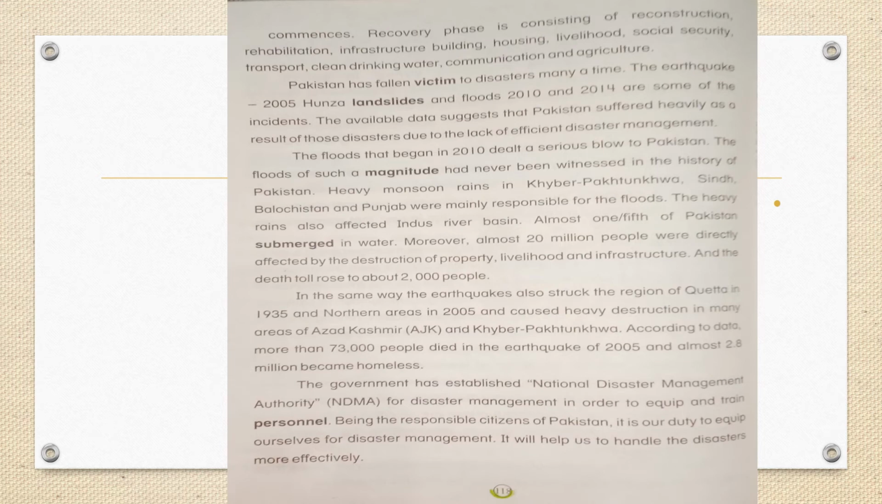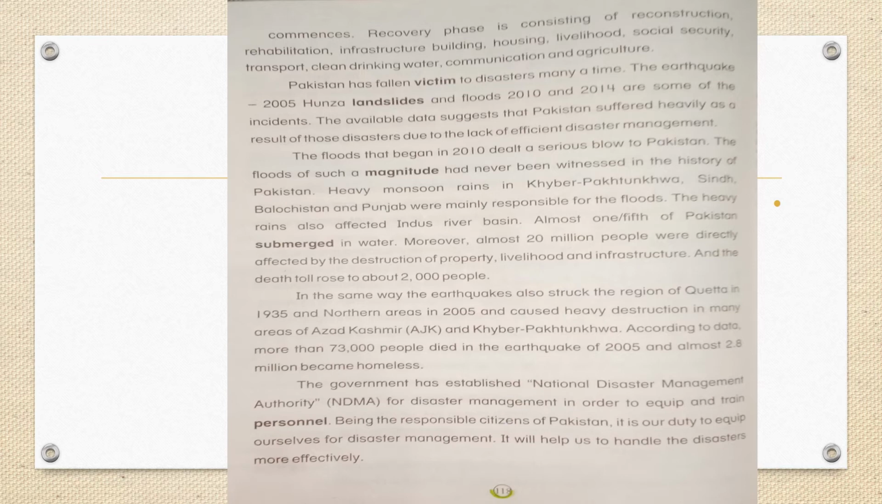On page number 118, the recovery phase consists of reconstruction, rehabilitation, infrastructure building, housing, livelihood, social security, transport, clean drinking water, communication, and agriculture. Pakistan has fallen victim to disasters many a time. The earthquake of 2005, landslides, and floods of 2010 and 2014 are some of the incidents. The available data suggests that Pakistan suffered heavily as a result of those disasters due to the lack of efficient disaster management.